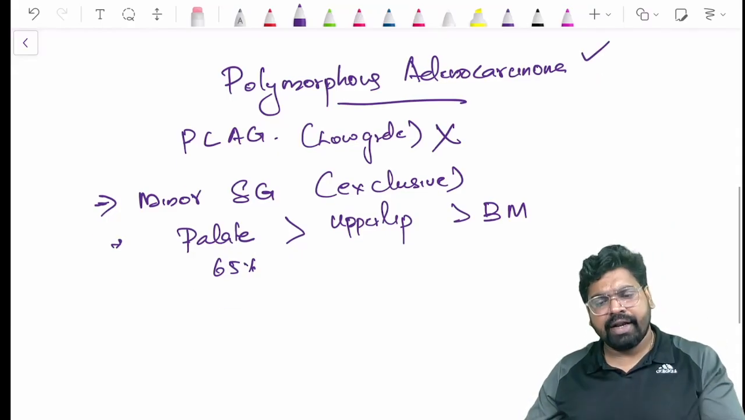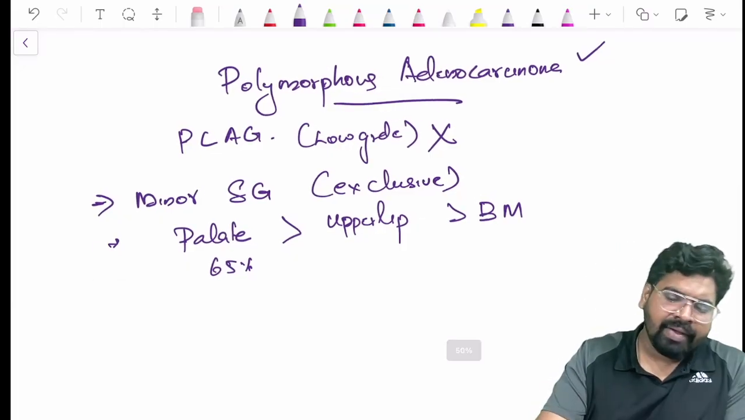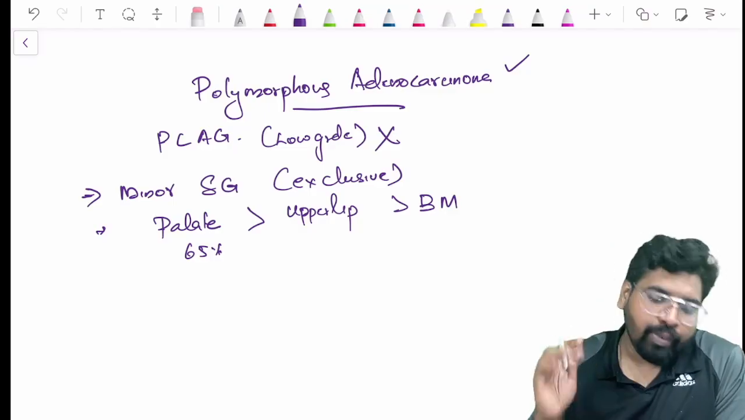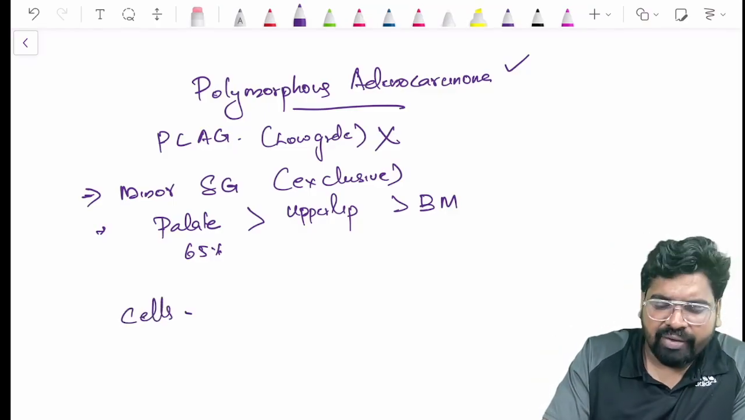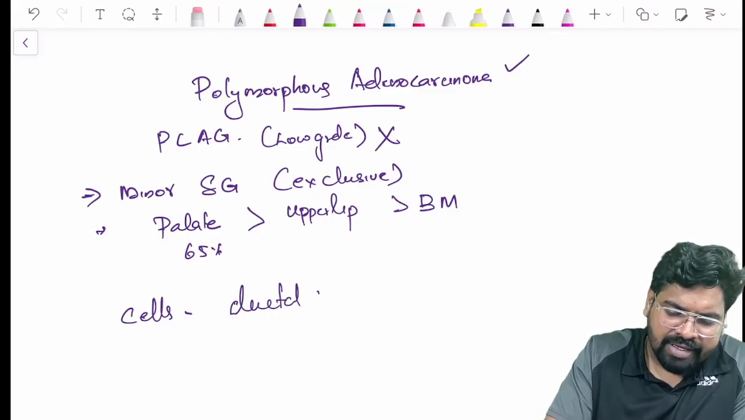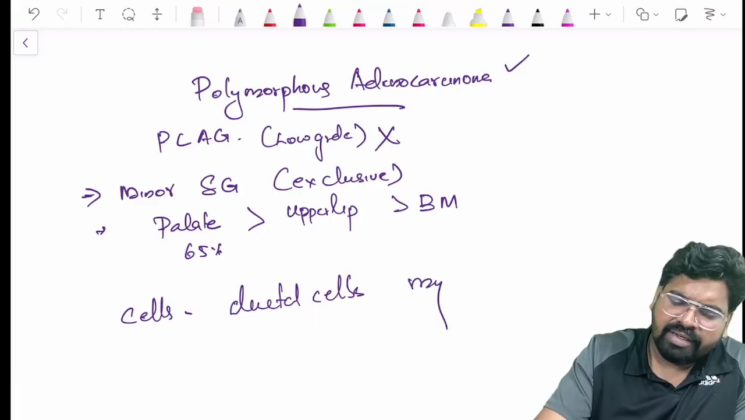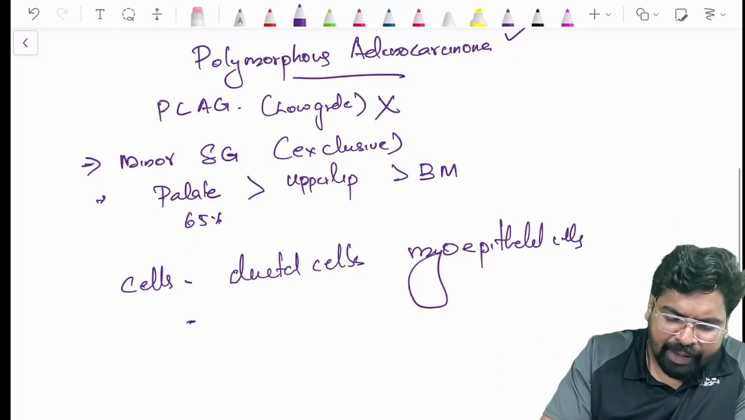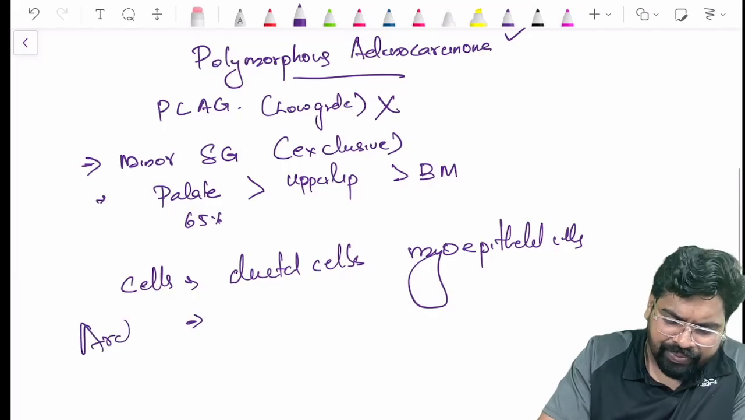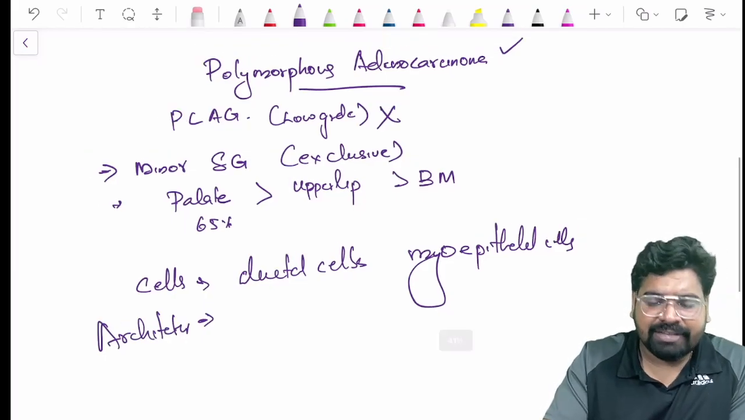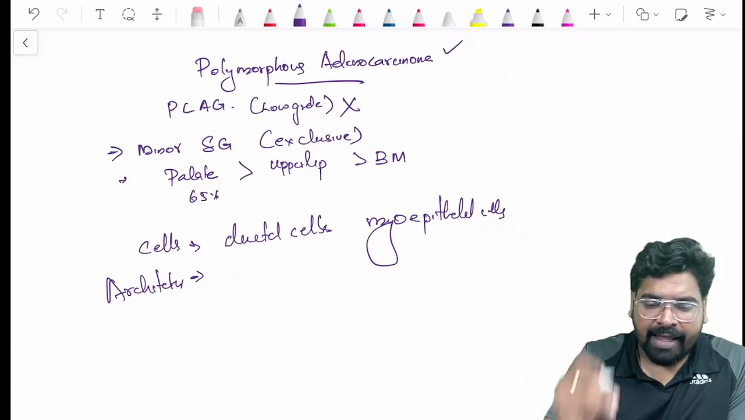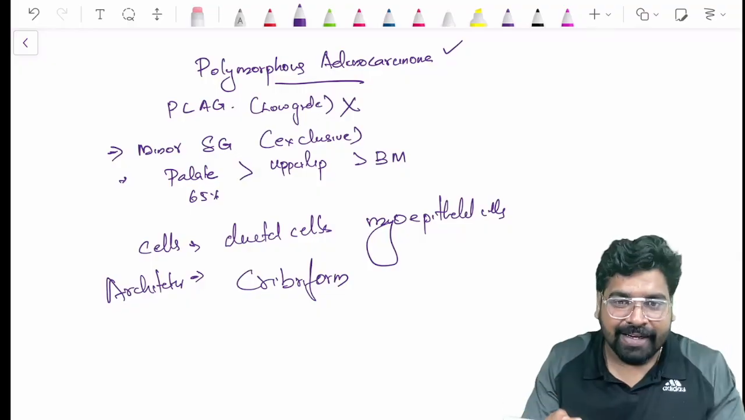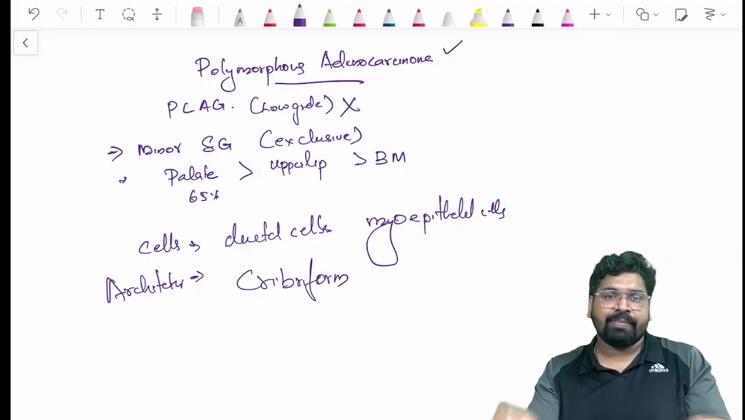Now the peculiarity of this polymorphous adenocarcinoma is that you have a biphasic population. Here you can see both your ductal cells and your myoepithelial cells. Both populations can be seen, and the peculiarity is the architecture. Just like your adenoid cystic carcinoma, they can also show a cribriform pattern. Your Swiss cheese pattern can also be seen in polymorphous adenocarcinoma.